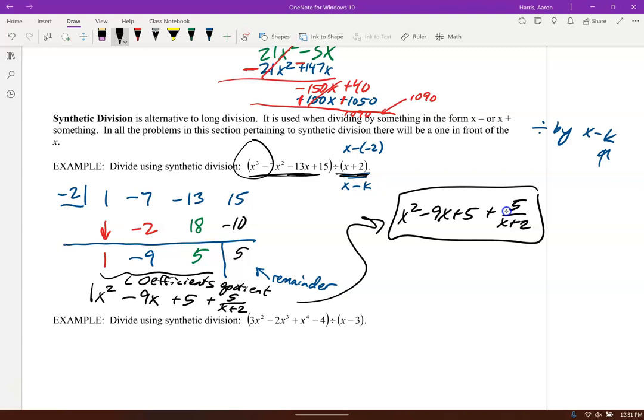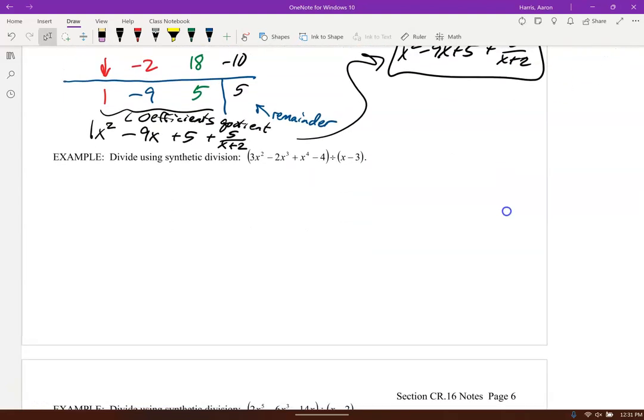Pretty quick, isn't it? It's kind of nice because it is quick. Let's do a few and then I'll have you try this. What's our k here? 3. Good, positive 3. Make sure you get that k right. What are the coefficients of the dividend? Oh, I screwed it up already. This is not written in order. You've got to be in order. 1, negative 2, 3, negative 4.